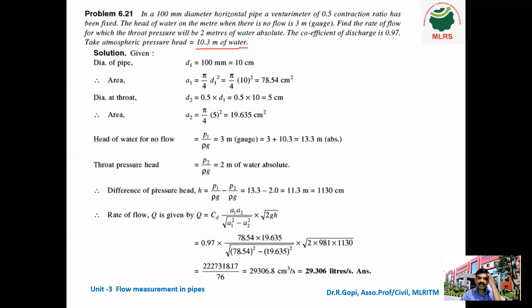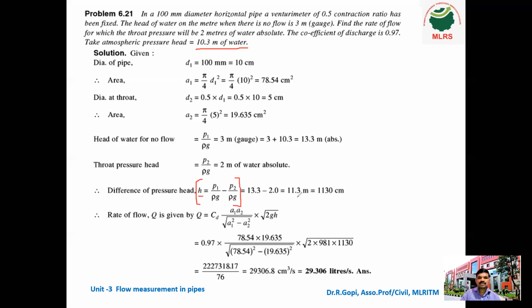So next, the difference of pressure head. H is equal to... here the mercury manometer readings are not given. If the mercury manometer reading is given, we have to use the previous case formula, that means H is equal to X into SH divided by S naught minus 1. But here the mercury manometer reading is not given. For that purpose they gave the pressures, that means the gauge pressure and absolute throat pressure. So using this formula, P1 by rho G minus P2 by rho G, we calculate the difference of pressure head.